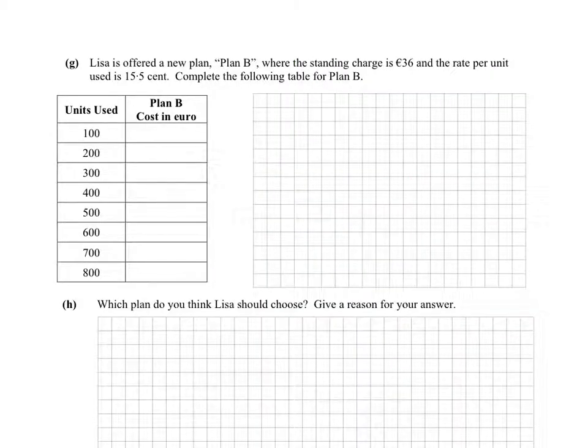Moving on to part G, we have another plan, plan B, and in this question we have a standing charge of €36 and a unit rate of 15.5 cent. And we're asked to work out how much the plan would be for each of these different usage amounts: 100, 200, 300, 400. And we're asked to put our values into here.